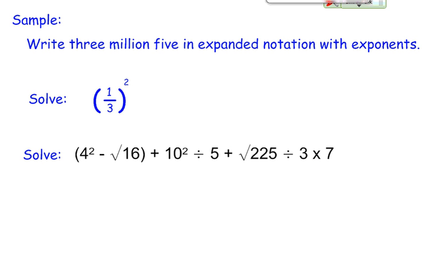All right, these are our concepts: expanded notation, fractions to a power, and then, of course, finally using order of operations to solve problems. Here you go. That's lesson 92.